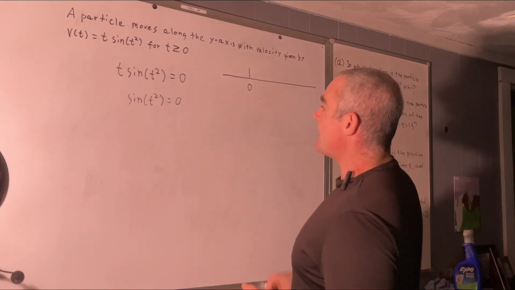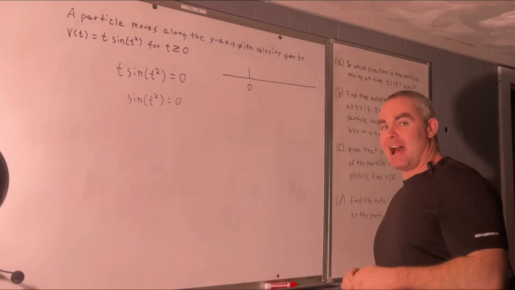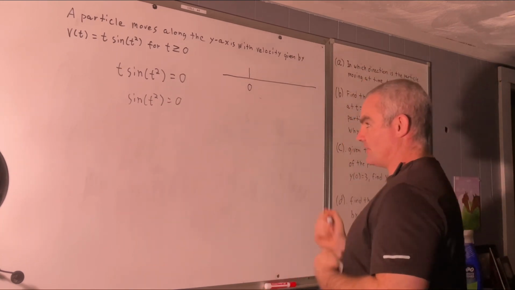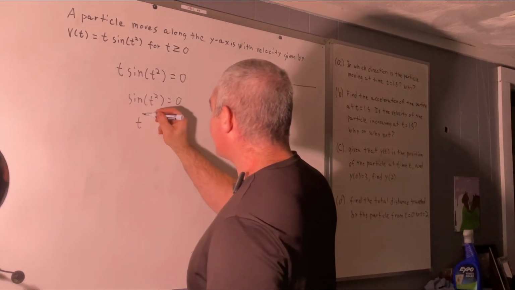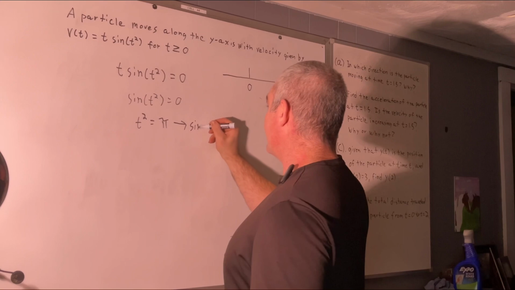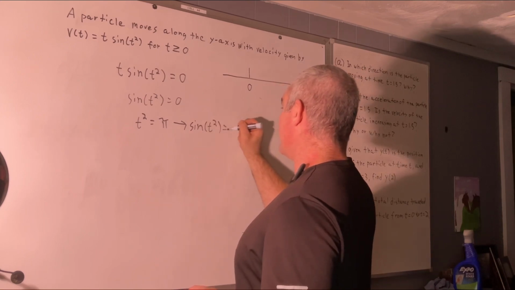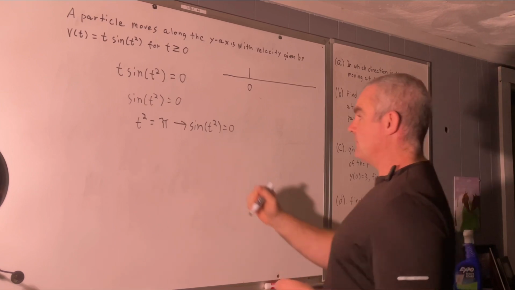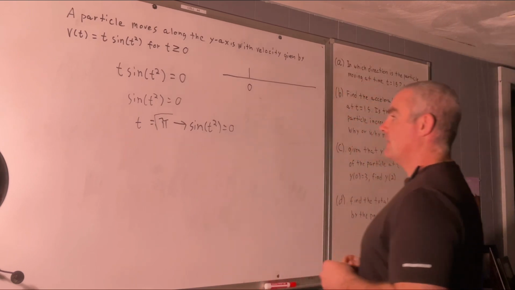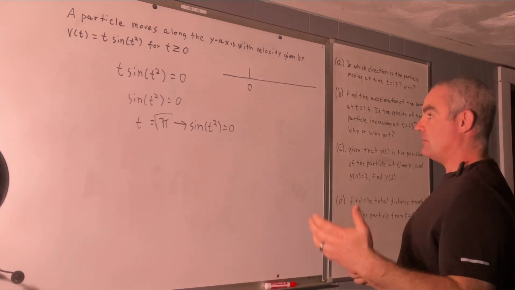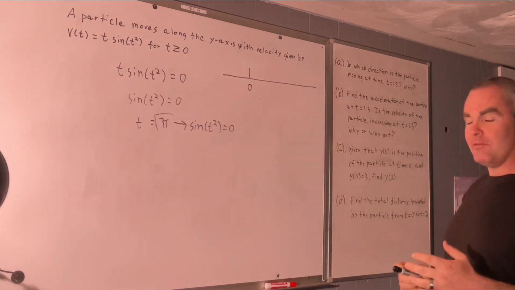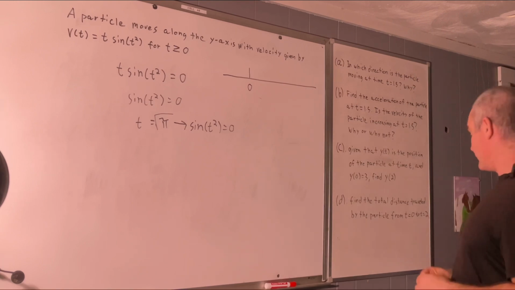So if we had t squared equal to pi, it would also, then sine of t squared would equal 0. So if t squared equals pi, then sine t squared equals 0. All right, well, if t is equal to the square root of pi, then sine t squared is equal to 0. So, at what t value does this thing stop moving? At t is equal to square root of pi.